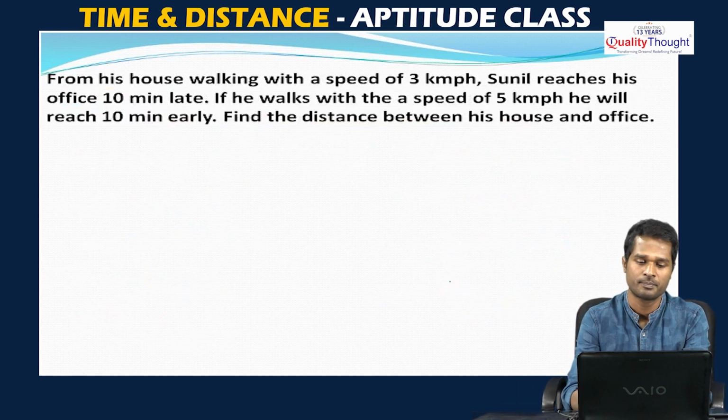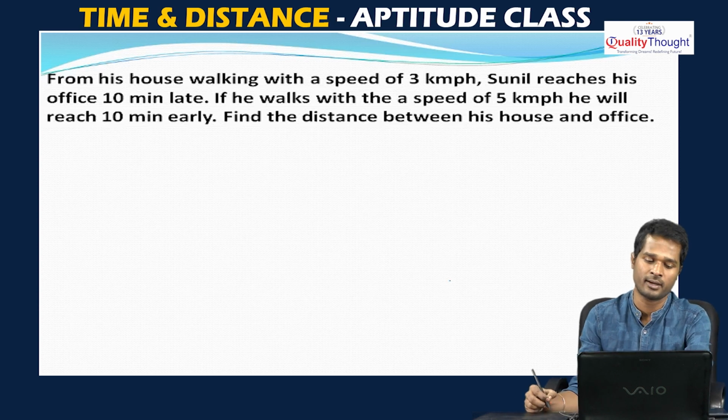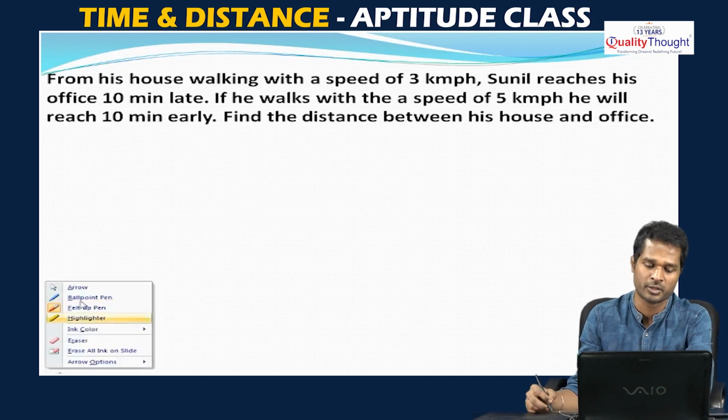Let's see one more question. From his house, walking with a speed of 3 kilometers per hour, Sunil reaches his office 10 minutes late. If he walks with a speed of 5 kilometers per hour, he will reach 10 minutes early. Find the distance between his house and office. Interesting question and important question.